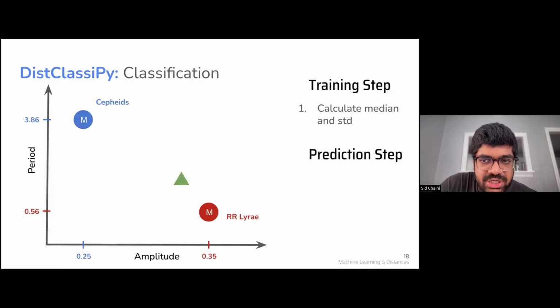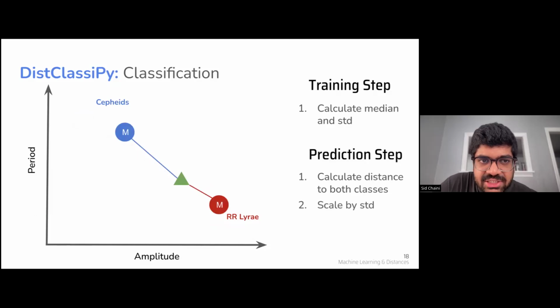Once we have a test object for prediction, we calculate the distance of this test object to all our classes. And then we scale this by standard deviation, which helps capture nonlinear uncertainties better. So we're measuring how many standard deviations away the test object is from the Cepheids. In this plot, that's the reason I removed the axes, because the dimensions of the Cepheids are different from the dimensions of the RR Lyrae. But it's still a simple calculation problem. And finally, we choose the nearest class as the prediction.